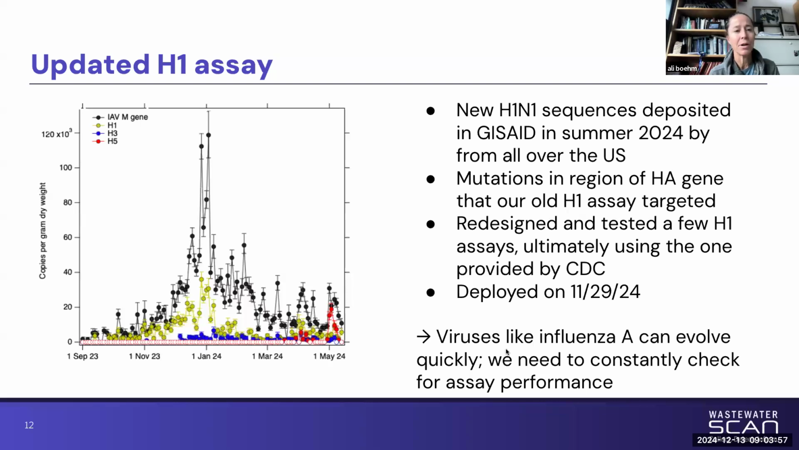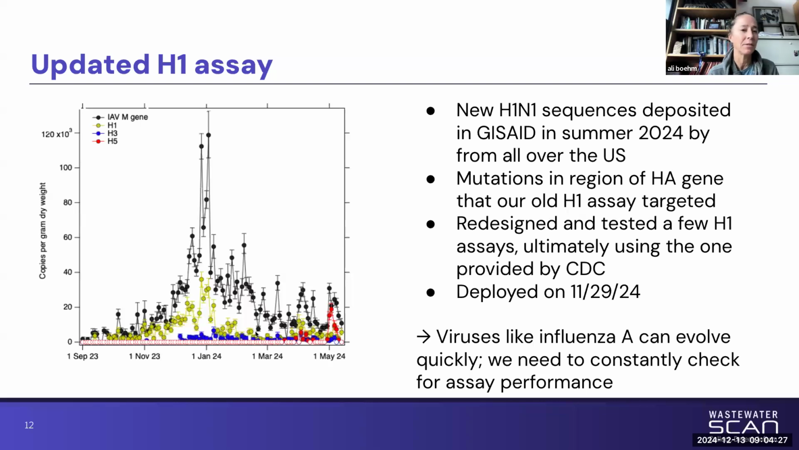As you might remember from previous work, this graph is some retrospective work we did last influenza season with H1, H3, and H5. You can see how H1 in yellow was almost as high as the black general influenza gene. The H1 assay was working great and aligned with what we expected because we knew last season that H1N1 was the most common circulating subtype of influenza where these samples came from.